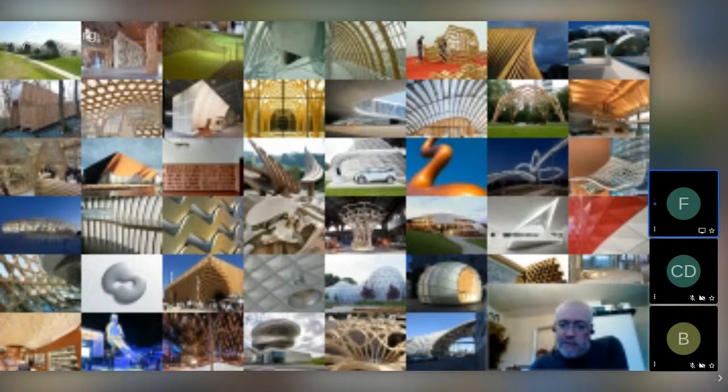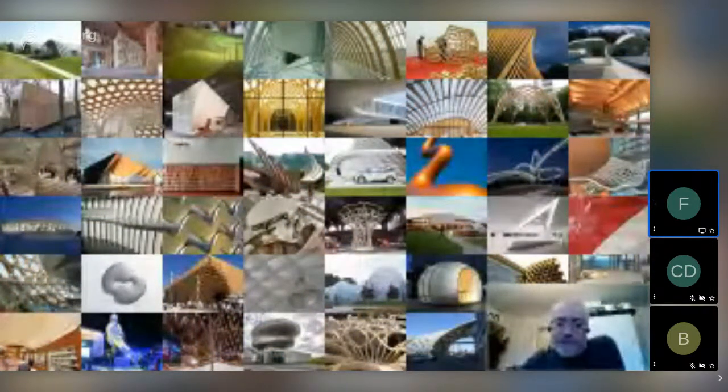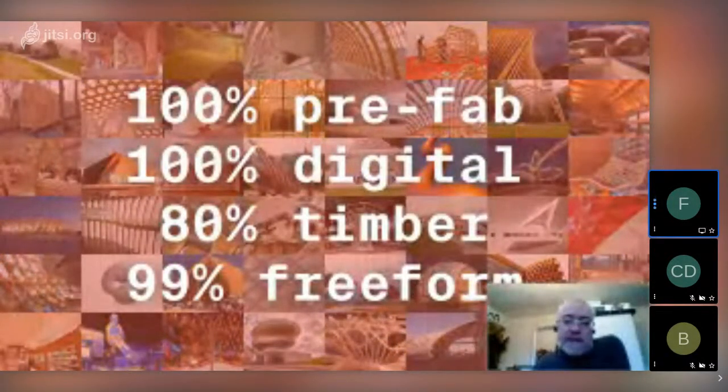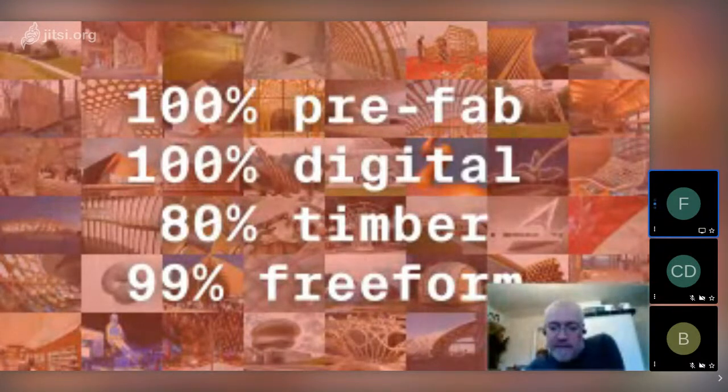So this is sort of a wrap-up of the probably most and least famous projects that we've done over the last 15 years almost. They are 100% prefab. They are 100% digital. 80% of them are timber, which is more or less an accident because it wasn't planned like this in the beginning, and almost all of them are free form.